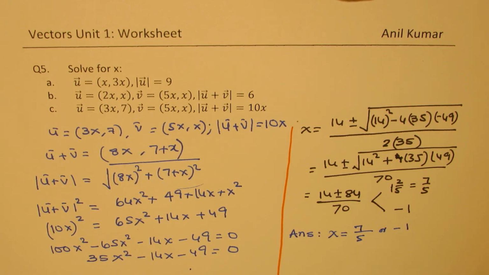So these are the two solutions for the third part. So I hope with this you clearly understand how to find the value of x using the dot product or understanding the magnitude of vectors or their sums.